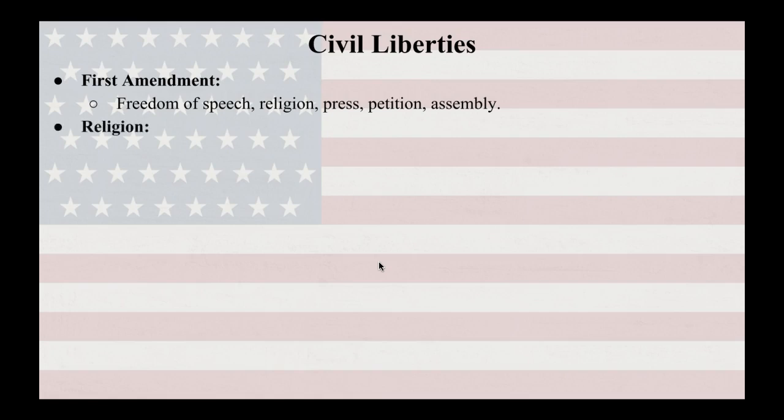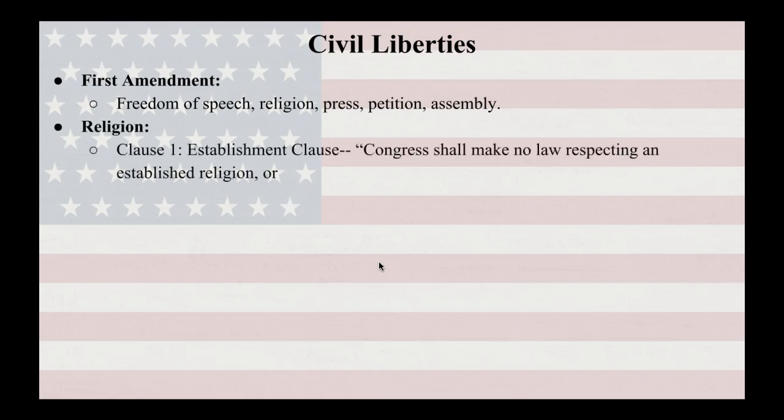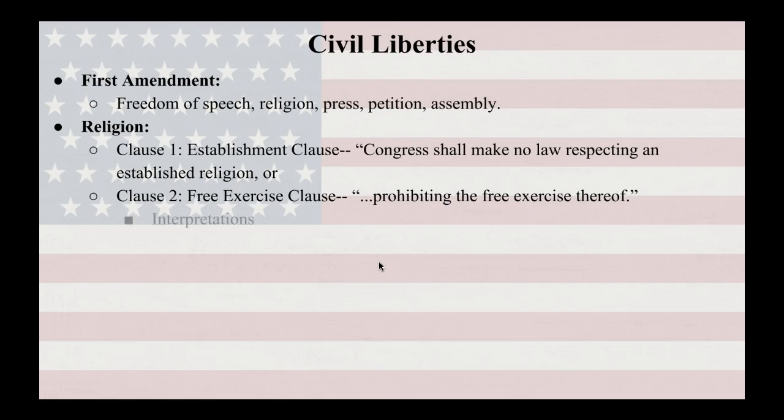So if we turn our attention to the religious clause of the First Amendment, we have a couple of clauses in the religion aspect. Clause number 1 is called the Establishment Clause. And it says, quote, "Congress shall make no law respecting an establishment of religion." And then we have another clause called the Free Exercise Clause that says, "or prohibiting the free exercise thereof." And so we need to look at our interpretations of these clauses.